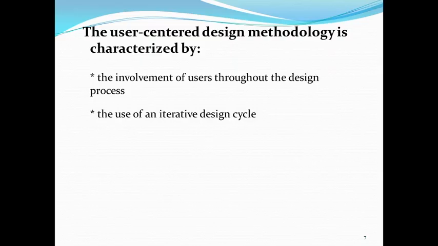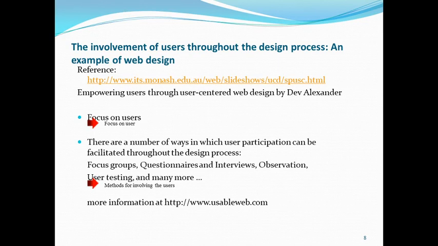So the use of an iterative design cycle is really important. You should always keep some scope for improvement. If you happen to do something wrong, you should be able to go back, make it correct and come back, right? So the involvement of the user throughout the design process, an example of web design. This is the website. I want you to visit it and identify.